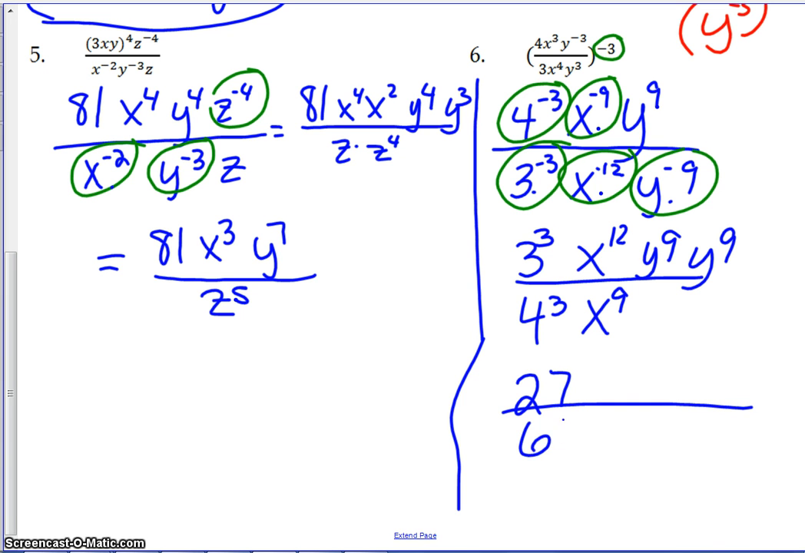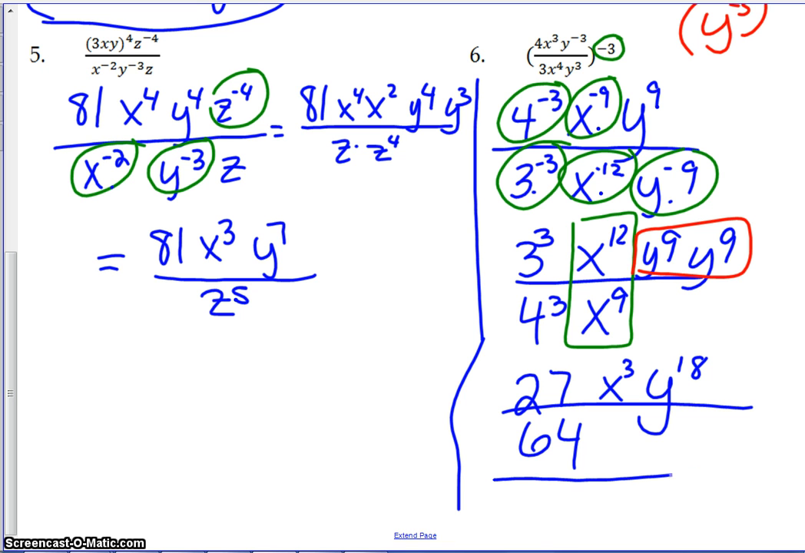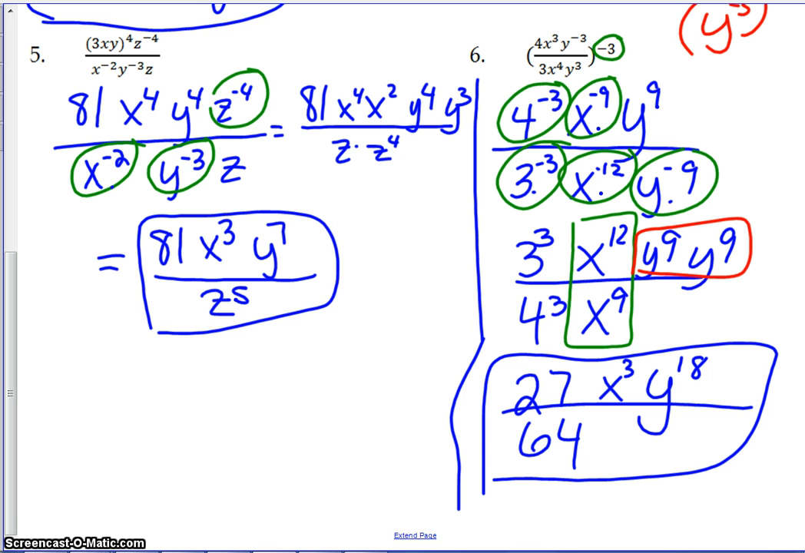Okay? Combining or simplifying at this point, 3 to the third is 27. 4 to the third, sorry, is 64. Right here, when I'm looking at this and saying, okay, how can I simplify x to the 12th over x to the 9th? It turns out to be x to the third in the numerator. Next thing I need to simplify are these two y to the 9ths, and that would be y to the 18th in the numerator. This is actually my final answer. I guess I didn't circle this final answer.